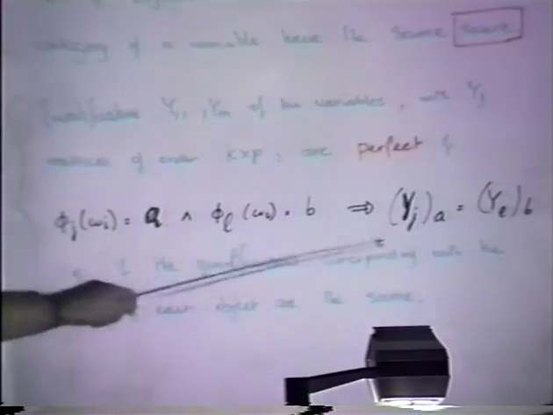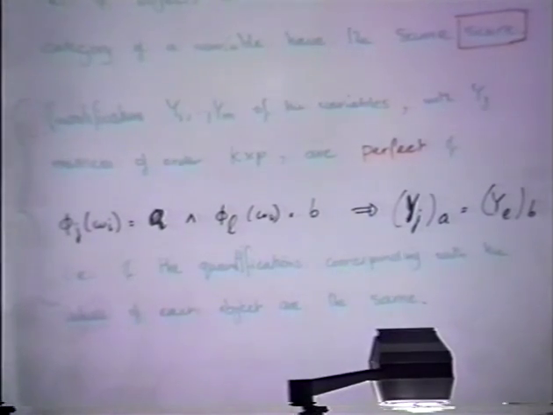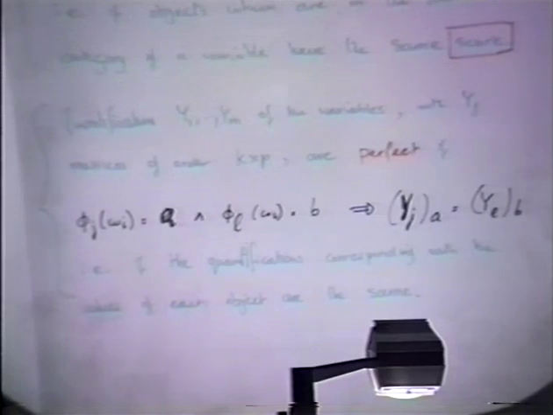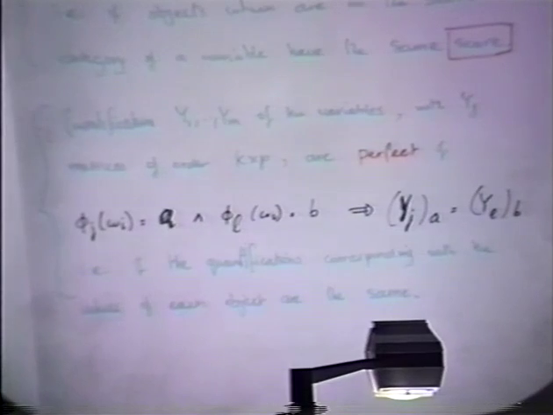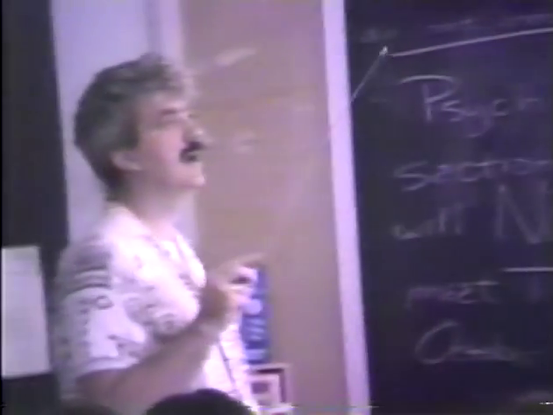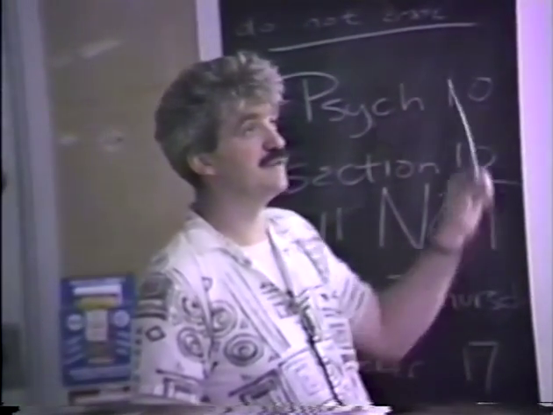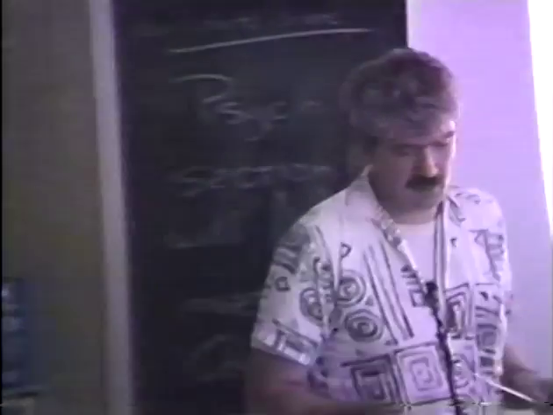Now these quantifications are perfect if the quantifications corresponding with the values of each object are the same. That means if you have more than one variable, for instance religion and length, an object gets a quantification from the religion variable because you have quantified the religion categories. An object gets a quantification from the length variable because you have length categories which are quantified. And the requirement here is that that particular object should get the same quantification from the religion variable as from the length variable. I will show that with an example.